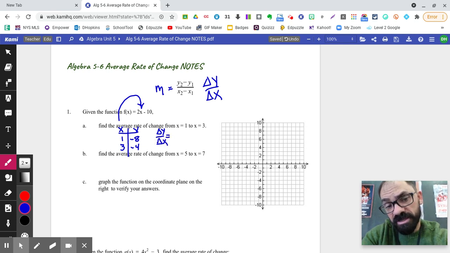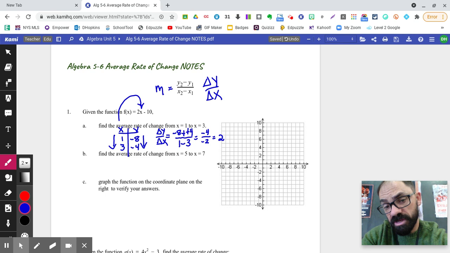So we have negative 8 minus negative 4. So I'm subtracting my y's, and I went that way. So that means when I subtract my x's, I have to go in the same order, 1 minus 3. So when I minus a negative, it's plus a positive. So negative 8 plus 4 is negative 4. 1 minus 3 is negative 2. So this reduces to positive 2. As a fraction, 2 is written as 2 over 1.